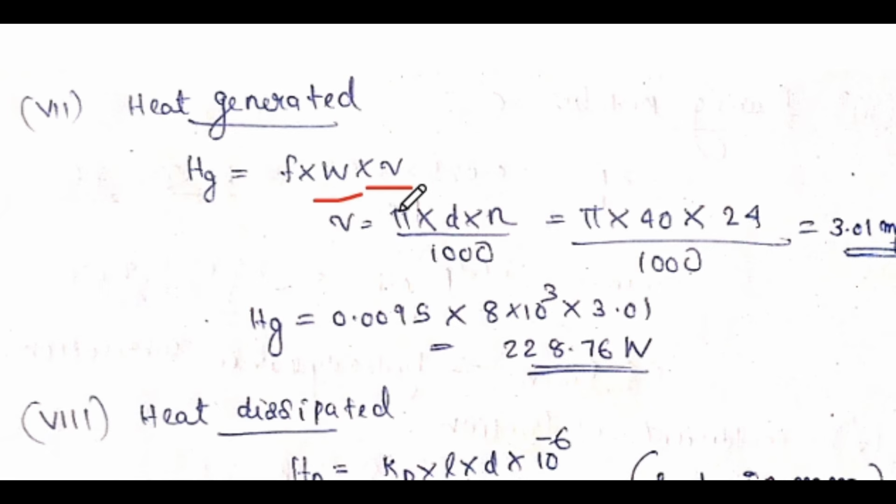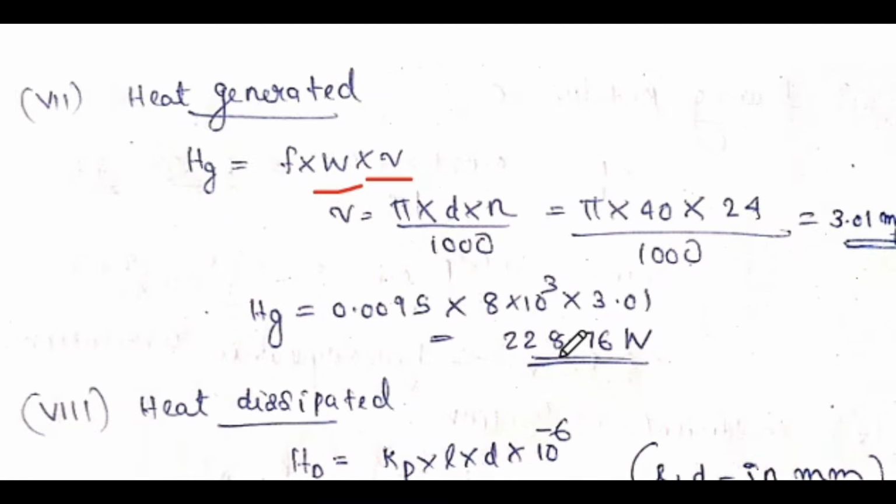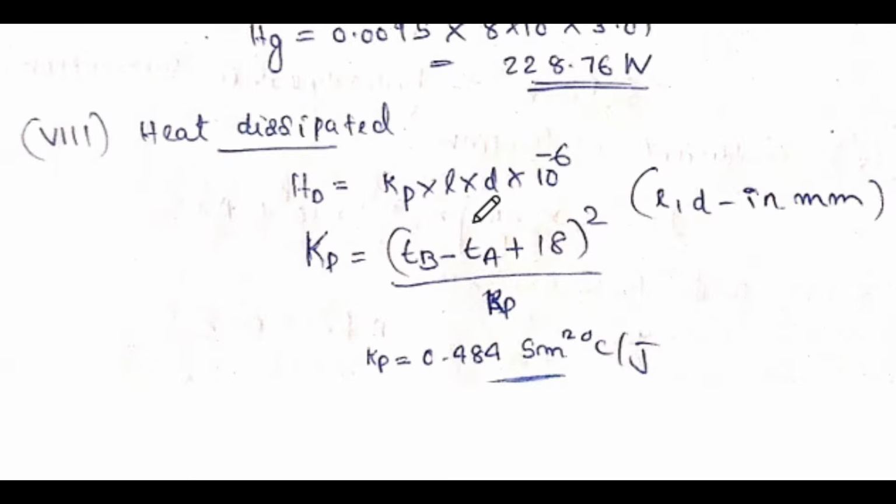Next is the value of V, velocity. This equation has to be applied. N should be in RPS. So substituting, you will get the value of heat generated in watts. That will be 228. Next we need to find heat dissipated, using this equation: Kp L D into 10 raised to minus 6. When applying this equation, L and D should be in mm, because the conversion is already included as 10 raised to minus 6 in the equation. So note: do not convert L and D to meters.